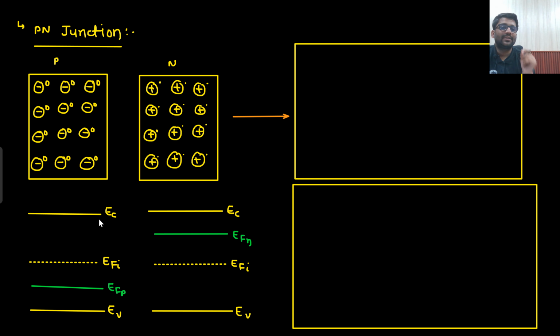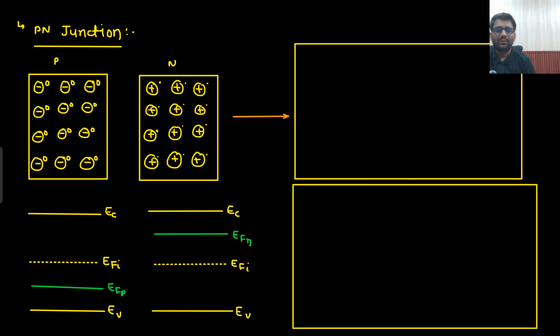Intuitively as well, you can say why maximum electric field will be at the junction. Because at the junction, these electrons will feel the maximum concentration gradient. These holes will feel the maximum concentration gradient. And if you are feeling maximum concentration gradient, that means maximum electric field would be set up at the junction only, right?